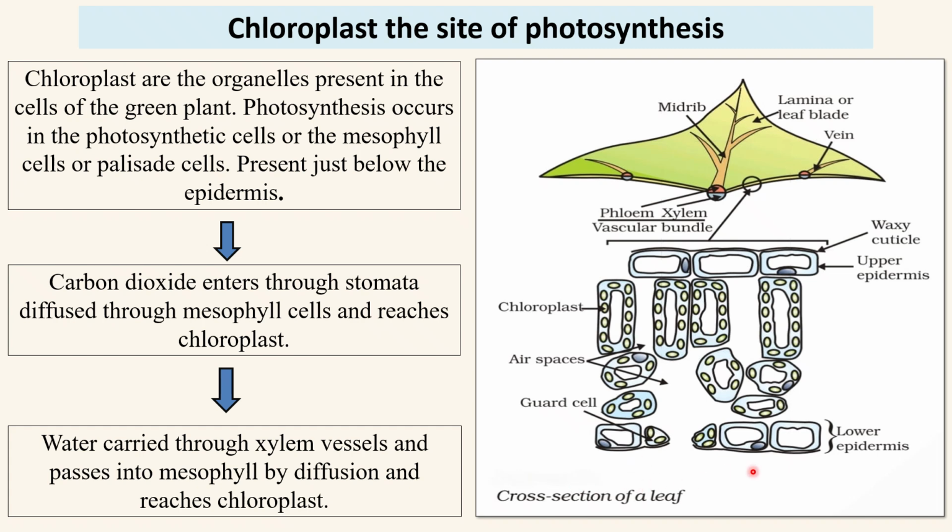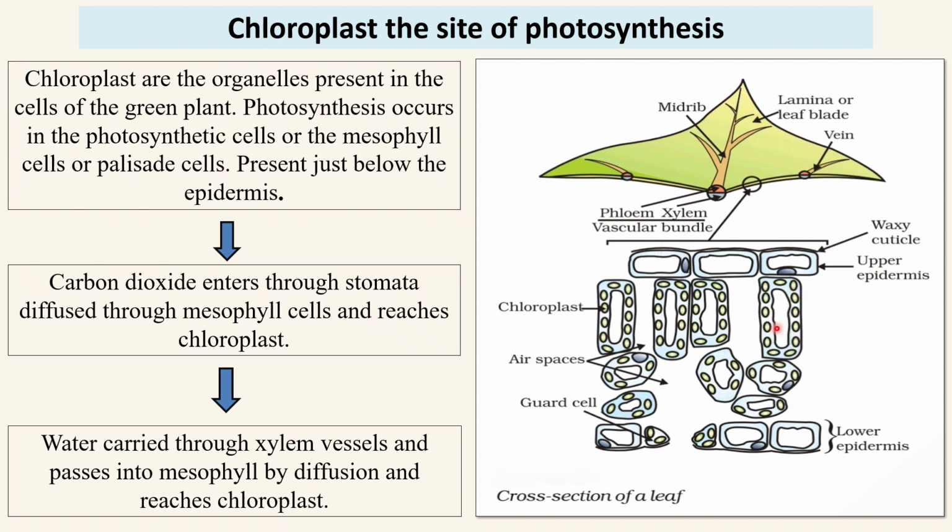Students, here you can see the cross section of a leaf. In the cross section of a leaf, you can see the upper epidermis coated by a waxy cuticle, and below it are present the mesophyll cells or the palisade cells, which contain chloroplasts, which are rounded oval cell organelles containing the green pigment chlorophyll. The presence of chlorophyll, which absorbs sunlight for photosynthesis, makes mesophyll cells or the palisade cells the main site for food production in the leaf.